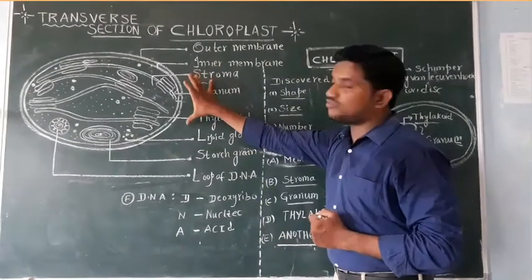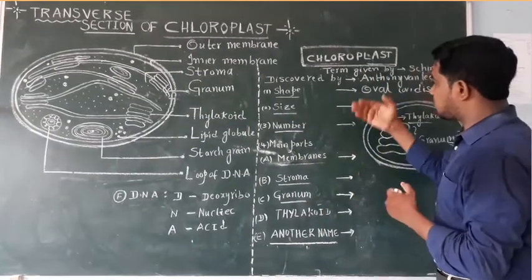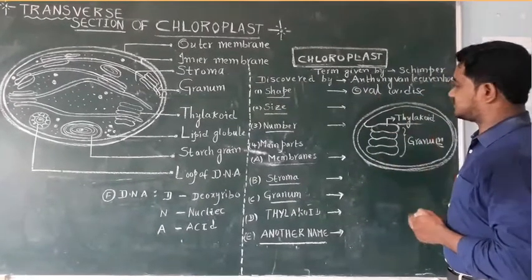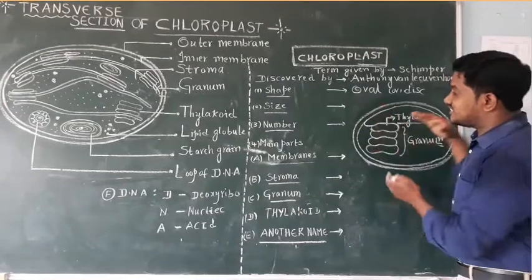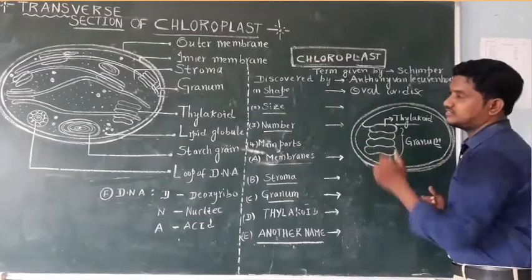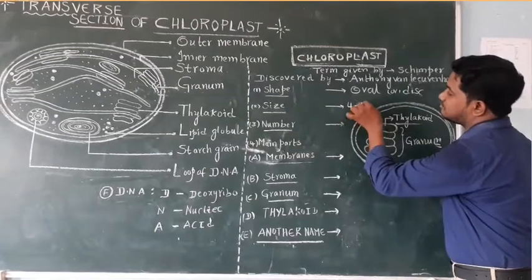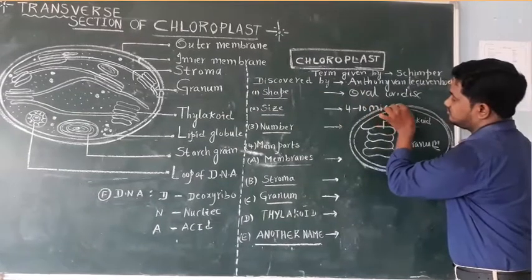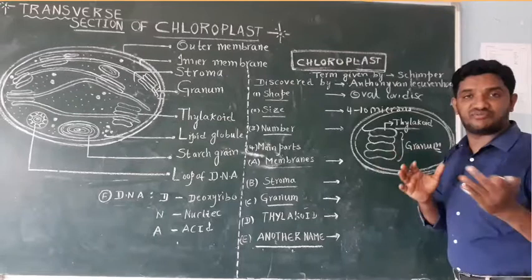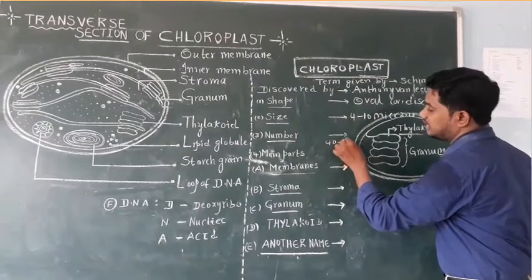This is the structure of chloroplast. Remember those points one by one. Shape of chloroplast is oval or disc. Size of the chloroplast: the diameter of chloroplast in higher plants is 4 to 10 microns. The number of chloroplasts present in the leaf is nearly 40 to 100.